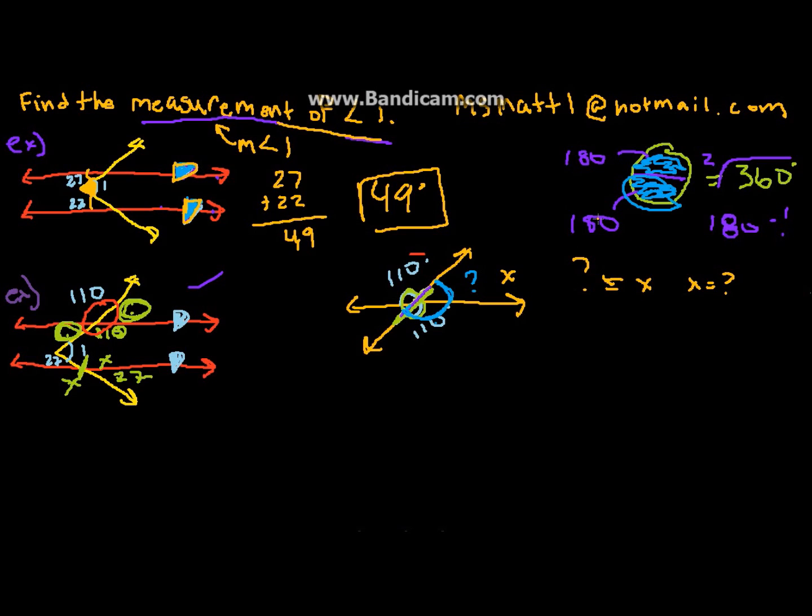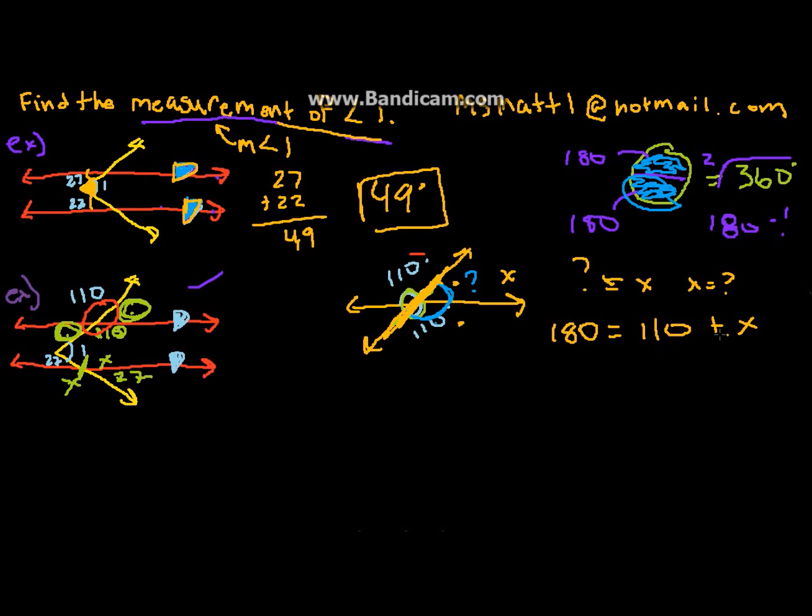So, you get 180, because we said the semicircle. 180 is equal to 110 plus x, because these two measurements of the angle, this angle and this angle, have to add up to the total of that 180 degrees that we had at the start. 180.